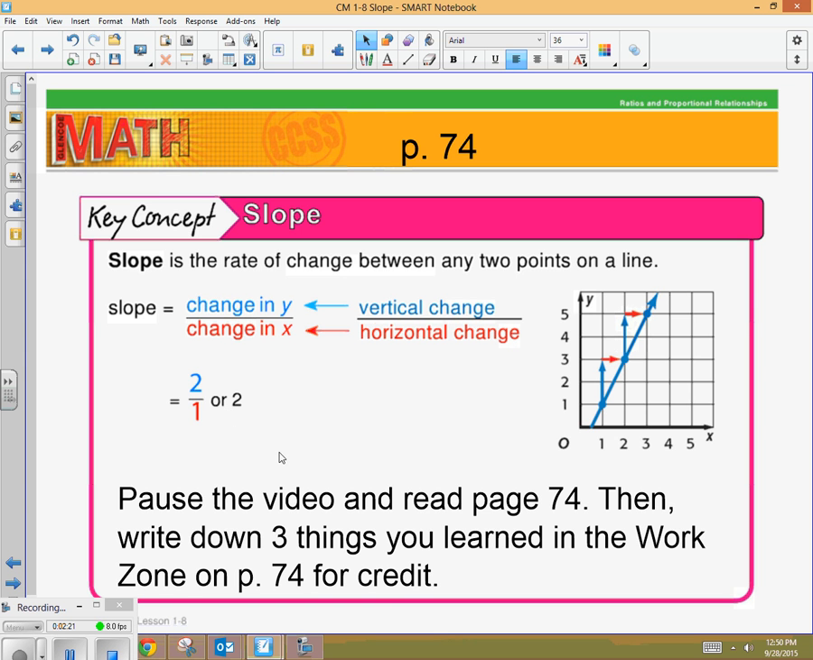Right now, I want you to pause the video and read through page 74. Then I want you to write down 3 things you learned in the work zone on page 74, and this is going to be for your credit for watching the video tonight. Please be able to show me page 74 with the 3 things you learned in class tomorrow.